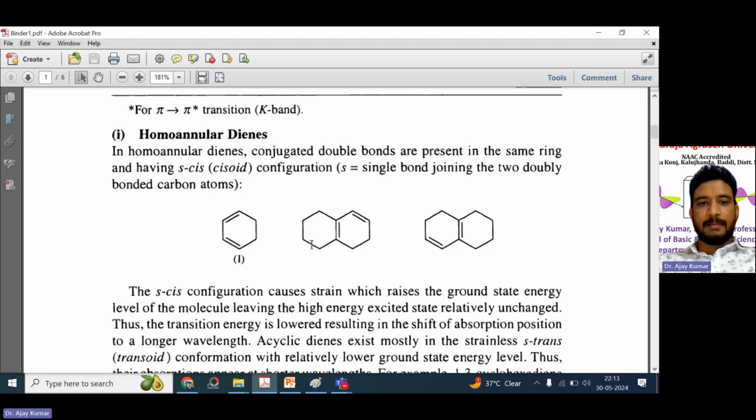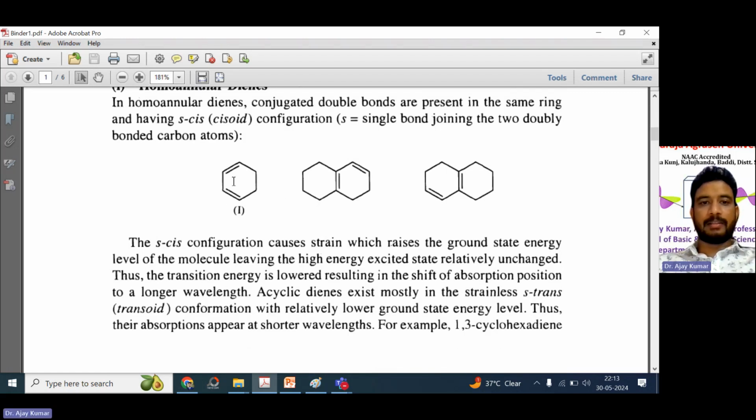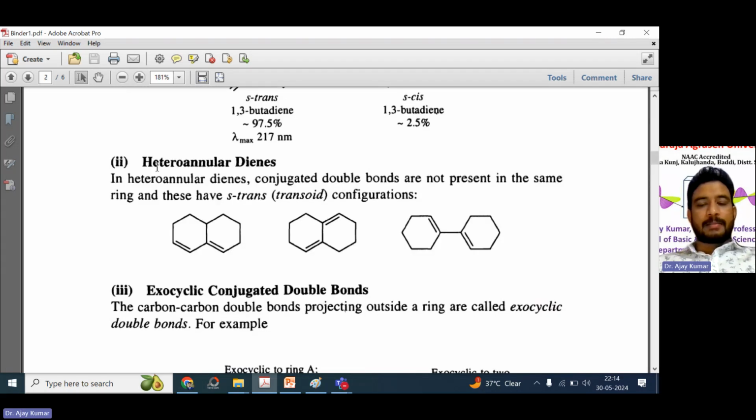So here we can see the homoannular diene. This is the ring, double bond, single bond, double bond. All these three structures correspond to the homoannular diene because both the double bonds are located in the same ring.